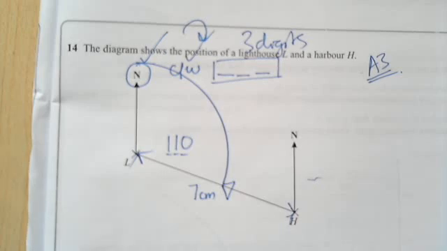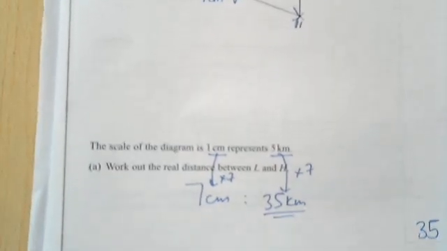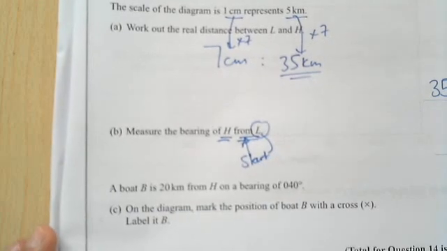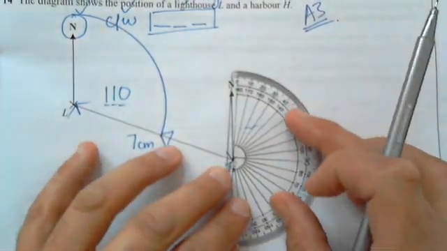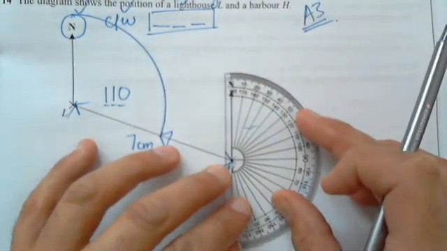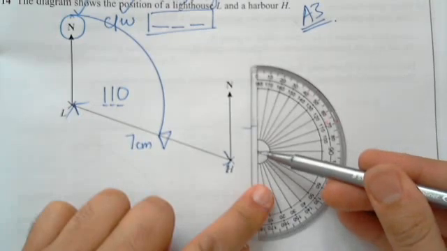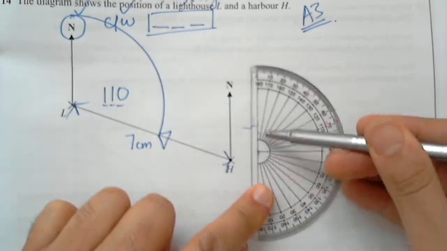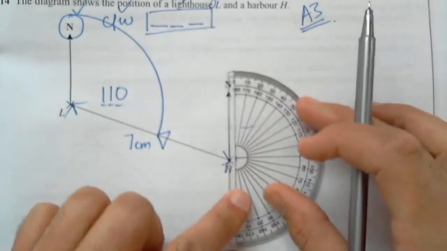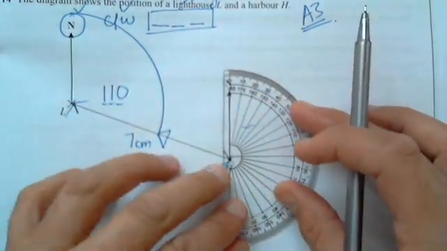Okay, it says here a boat B is 20 kilometers from H on a bearing of 040. On the diagram, mark the position of boat B with a cross. Well, first of all, let's do our 40 degrees. So again, put the T junction here onto here.